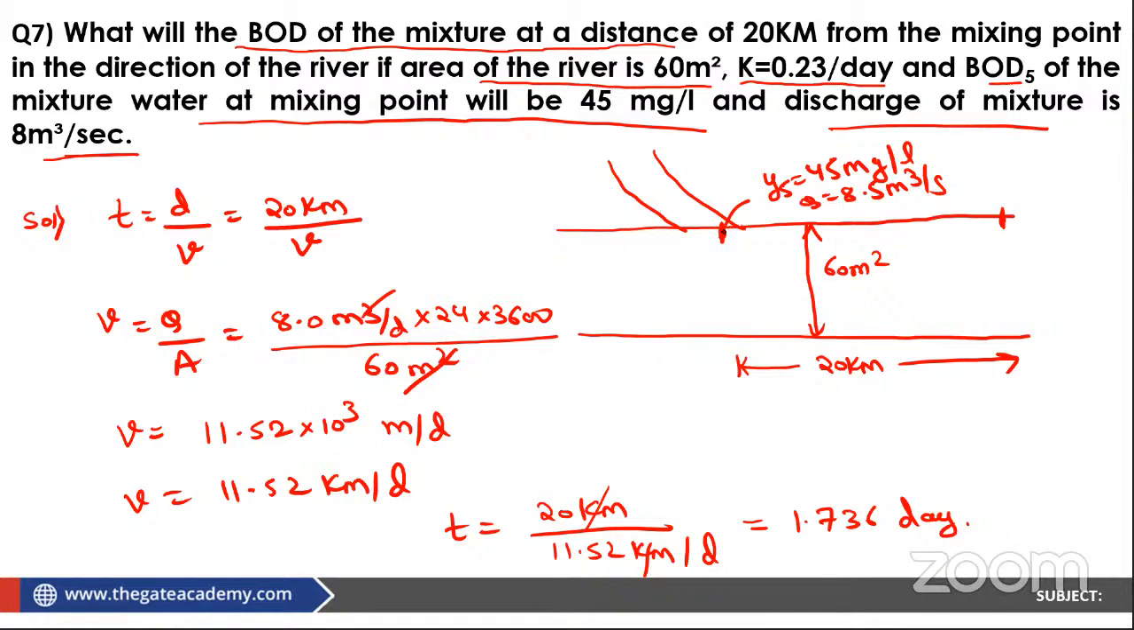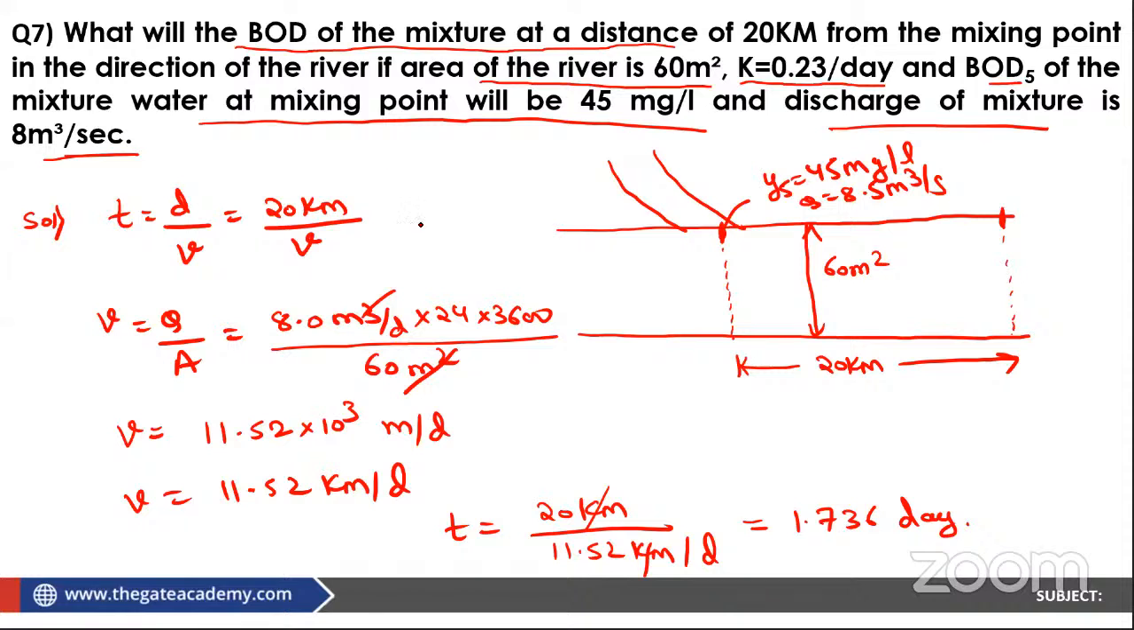Now we have the 5-day BOD, and we cannot directly add the BOD of this 1.736 days to the 5-day BOD. Why? Because in the formula of BOD, the variation is L naught into 1 minus e to the power minus kt. Here the variation is logarithmic, so we cannot add the values directly. We have to find the ultimate BOD and find the BOD from the starting only.